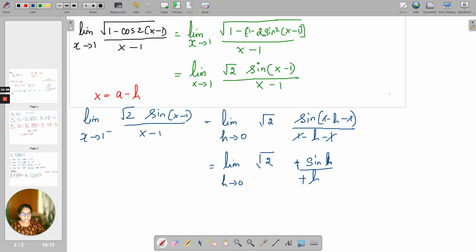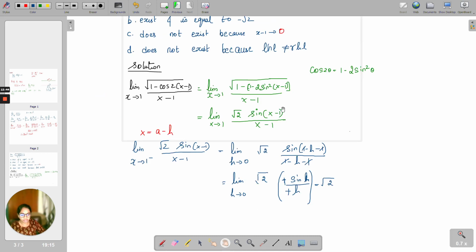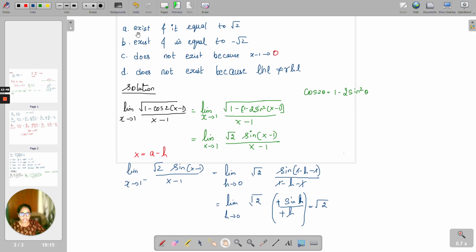Now you see we have limit h tending to 0 sine h divided by h. Right? So can I replace it with 1? Yes, so the answer is root 2. Okay. So did we have, yes, we had an option A, the limit exists and it is equal to root 2. This might be the answer.